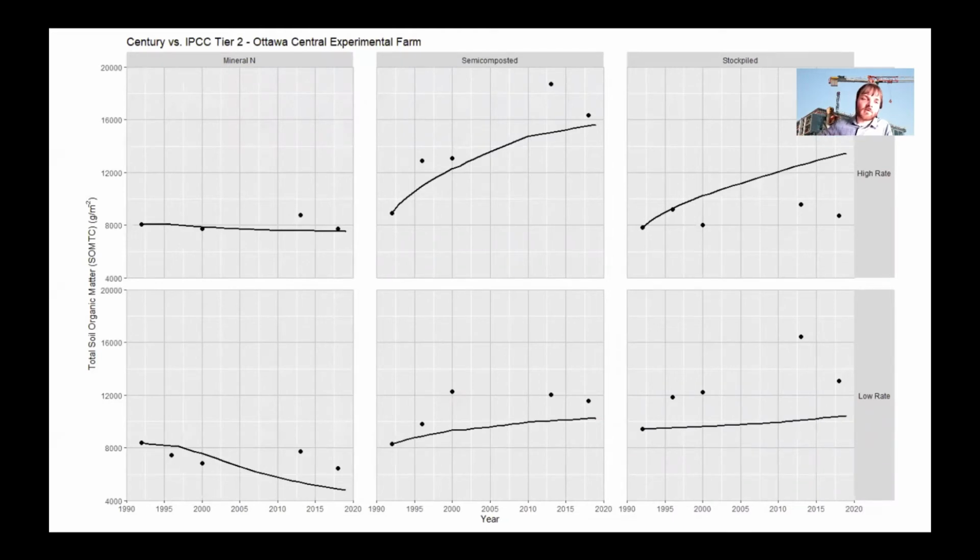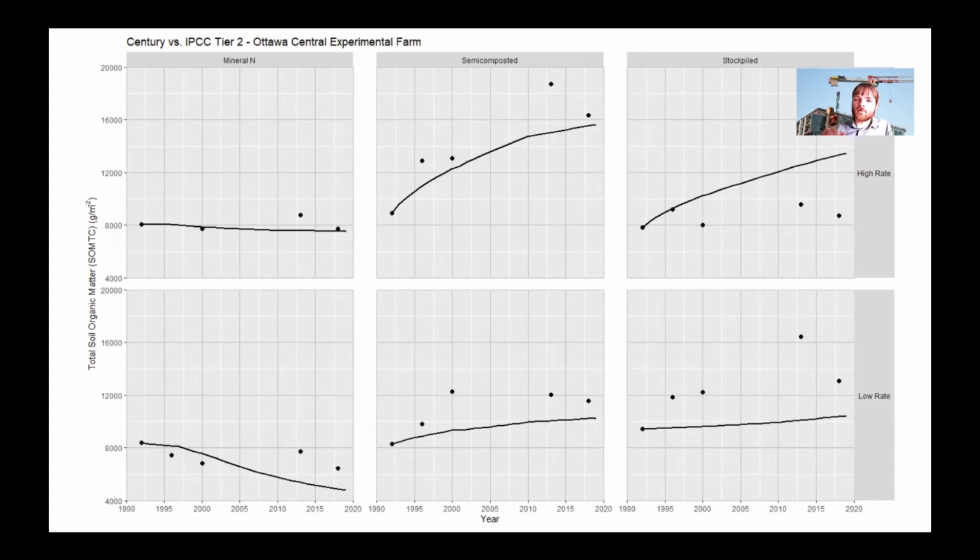And here's what I've come up with so far. This is one site, the Ottawa Central Experimental Farm's long-term manure amendment site, where they have 6 different treatments: manure nitrogen, semi-composted manure, mineral nitrogen, semi-composted manure, and stockpiled manure. And these are all applied at 2 different rates, a high and a low rate.